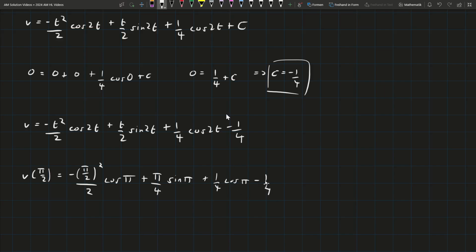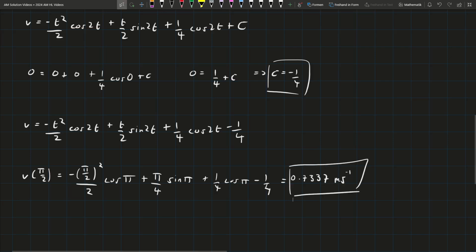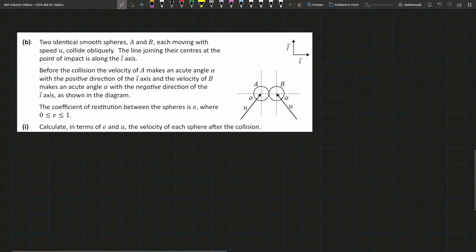And if you put that into your calculator, making sure that your calculator is in radian mode, you should get an answer of 0.7337, and this is velocity, so that's in meters per second as our unit. And that's the answer. Part B then is a pretty nice collisions question.